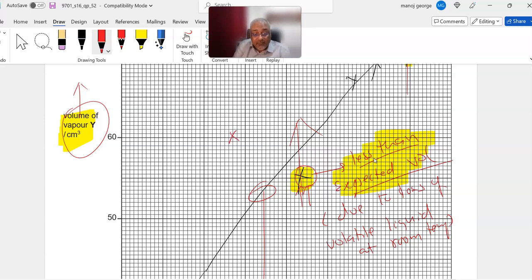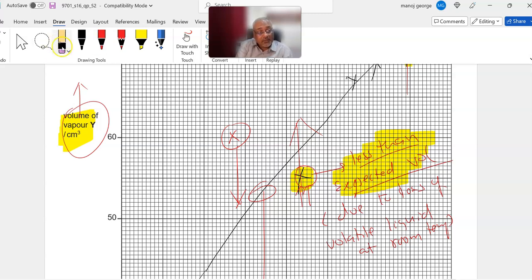If this point was somewhere here above the line of best fit, that means what you got was much higher than what it should have been. So if you get a point above the line of best fit, that means you got more volume than expected. And if you get a point below the line of best fit, you have less than expected volume. Then you may have to explain why the volume could be less than expected.